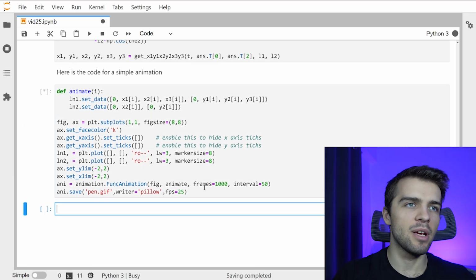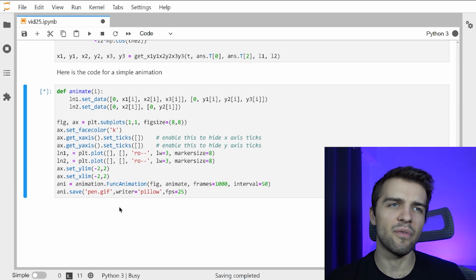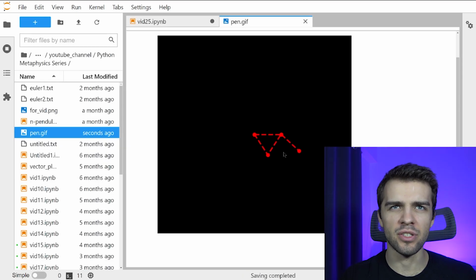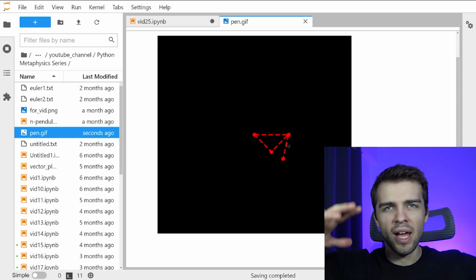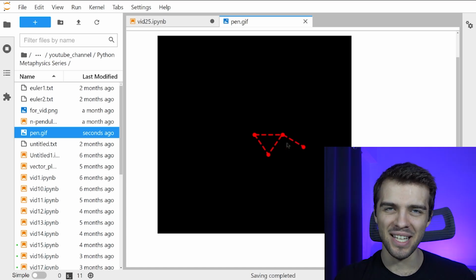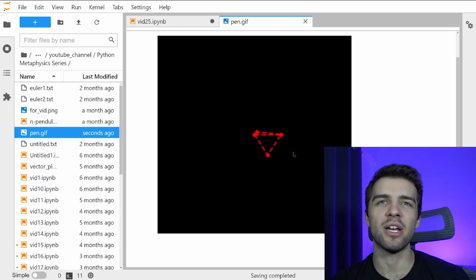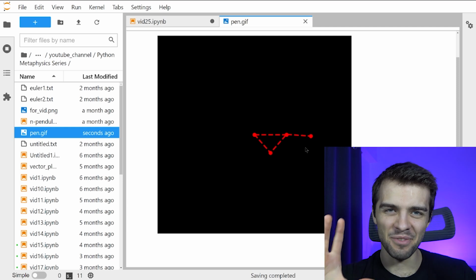So anyways, I save the animation as a pendulum. It takes a couple seconds to run, and then eventually we get the animation as well. So here we have the animation of our system. So this line here represents the spring. We have the mass hanging underneath, and then we have the pendulum here. And you can sort of see how energy is transferred between kinetic and potential energy in the system. This certainly isn't a beautiful animation, but it does the job in showing what the kinetics of this system look like.